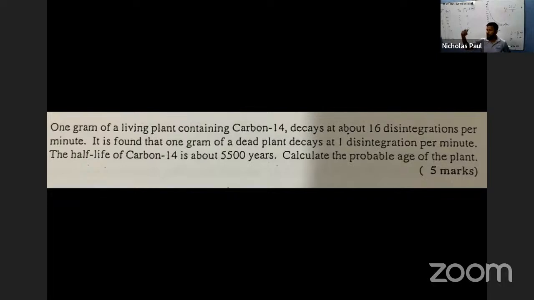So it went from 16 to 1, right? So what fraction did it reach right now? It was at 16, then it reached 1. What fraction is it at right now? 1/16, right? How long does it take to reach that? That's time. That is age.